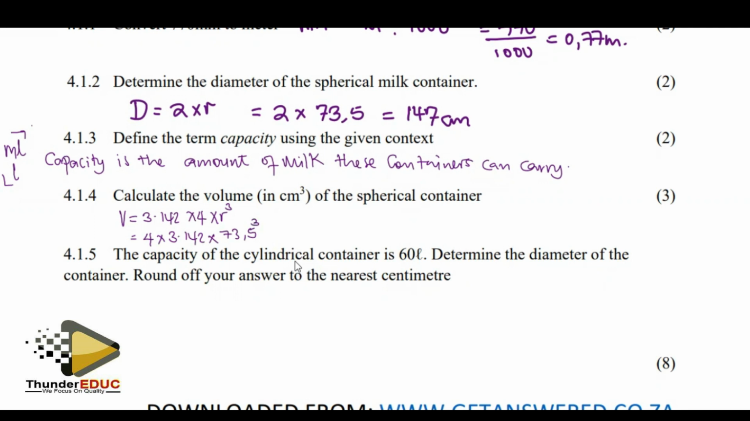Let me do it here on my calculator. We have the answer: 1,990,317.63 centimeters cubed. Centimeters cubed.